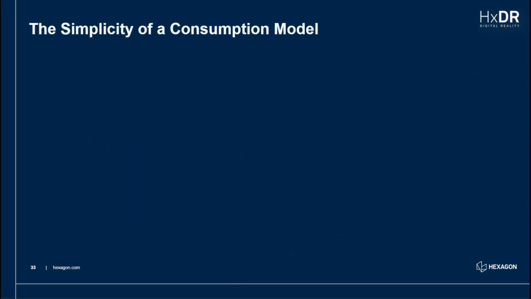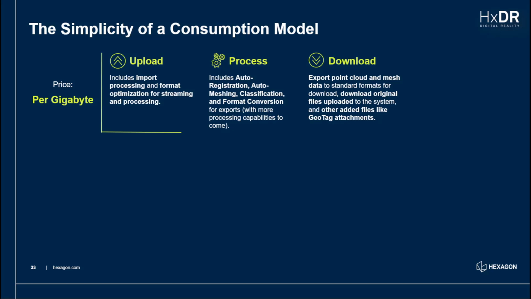Really, I want to hammer this home, and if there's any questions you can ask in the chat, but it really is about the simplicity of a consumption-based model. And what do I mean there? You subscribe to Reality Cloud Studio on a yearly basis for the number of terabytes that you think you might use, and it's a quota, and you use that quota against your uploading of data, your processing, which in this case would include registration or meshing or classification or format conversion, and also for download.